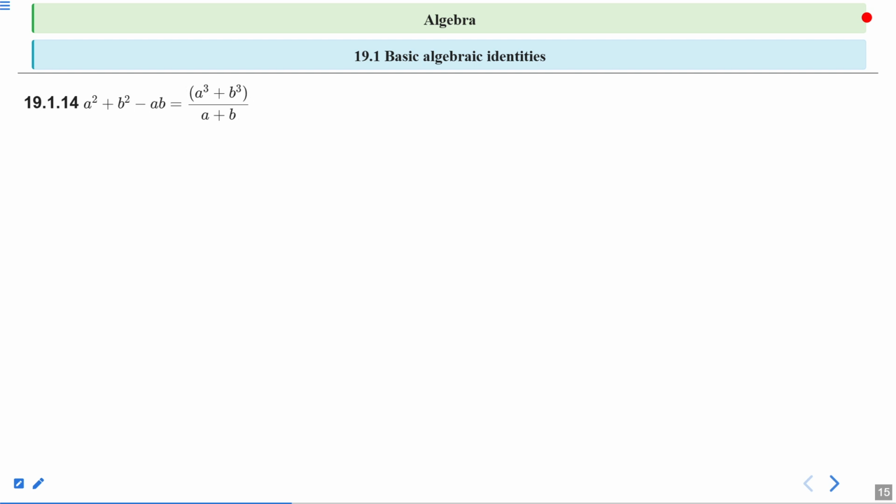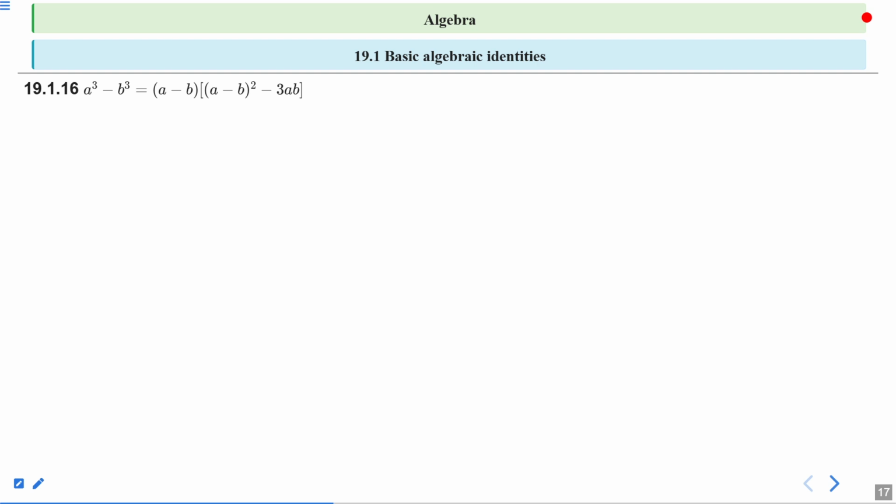Next one, a square plus b square minus ab, we can write it (a cube plus b cube) upon (a plus b). Both are equal. A cube minus b cube equals (a minus b) into (a square plus ab plus b square).